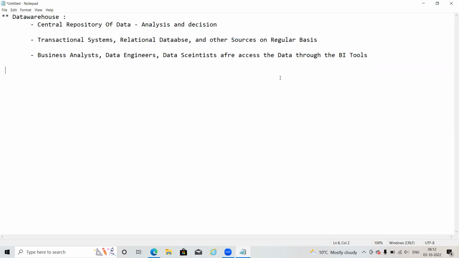Still, do you require any more information on this? We'll dig more into data warehouse concepts. Before going to the next step, are you clear on this data warehouse definition or data warehouse understanding? Anyone has doubts?